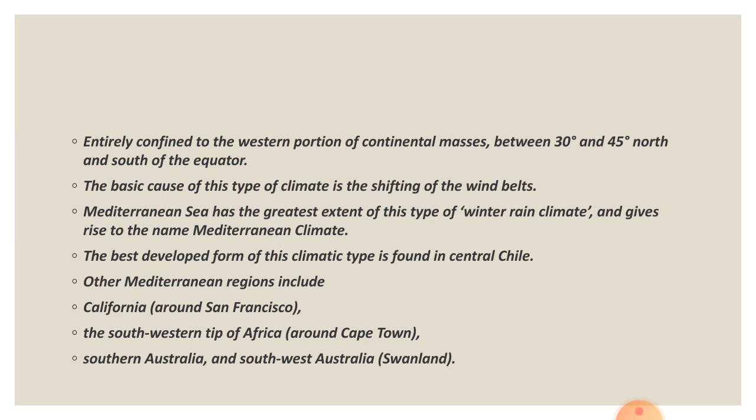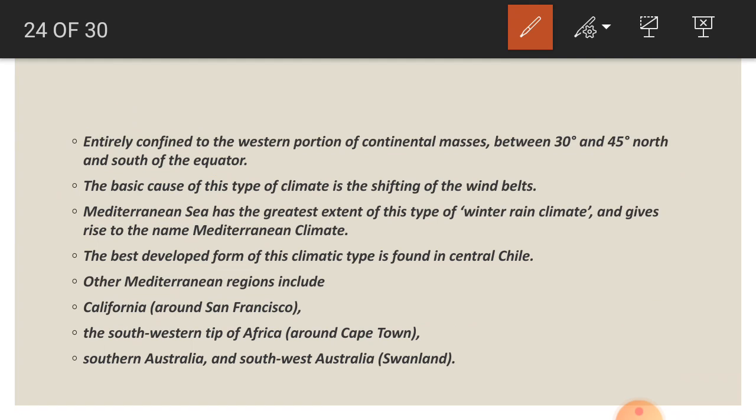So the summers will be hot and dry, and winters will be mild and wet. Let's have some more information. It is entirely confined to the western portion of the continental masses. So this is the Mediterranean climate, and we will find it on the western side of the continents, between 30° and 45° latitude, both north and south of the equator. It means on both sides of the equator. The basic cause of this type of climate is the shifting of the wind belt.